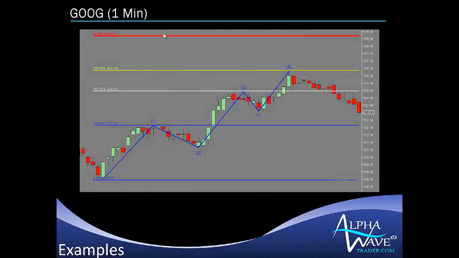And when market gives you something as classic and clean as this chart on Google 1 minute, you enjoy the ride. But once again, you completely stay out of wave 2 and wave 4. Not a good idea.